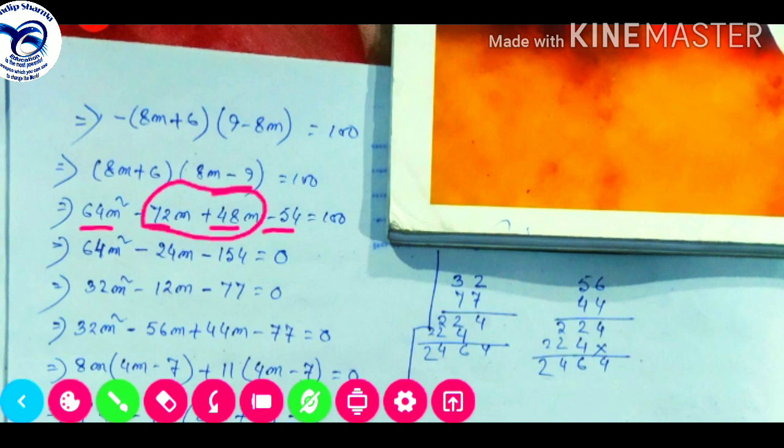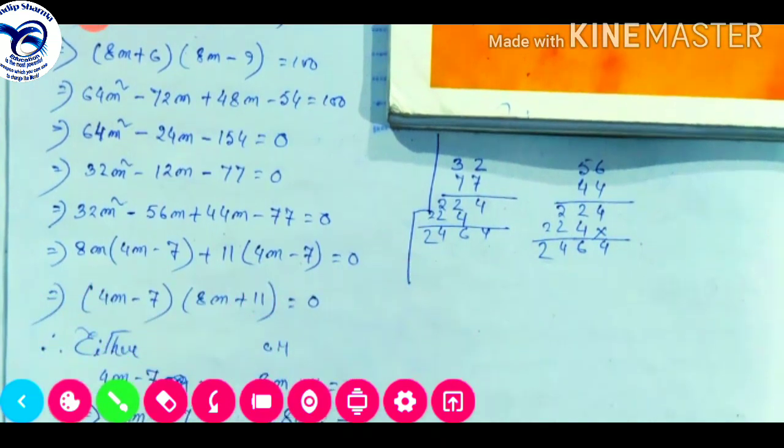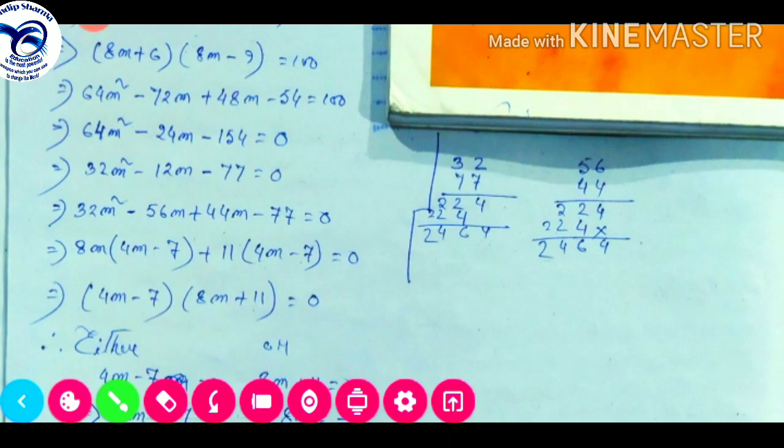So 72 minus 48 is equal to 24. And the big number is minus, so it will be minus 24m, minus 54. From these three terms, 2 is our common factor, so we are able to take 2 common. It will remain 32m square, then minus 12m, then 77. Now we need to apply the cross multiplication method here, that means the middle factorization method.